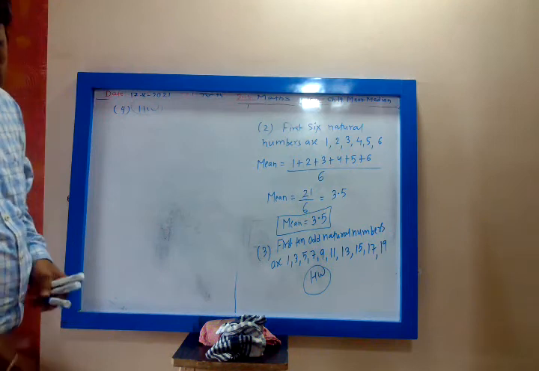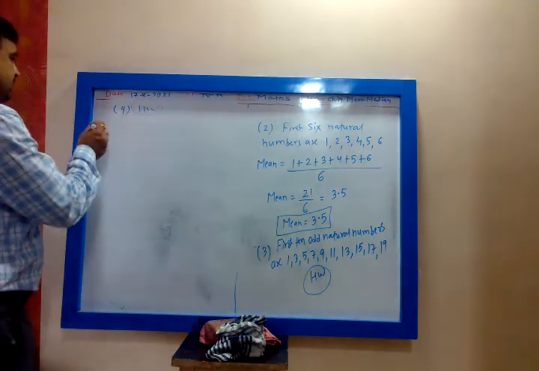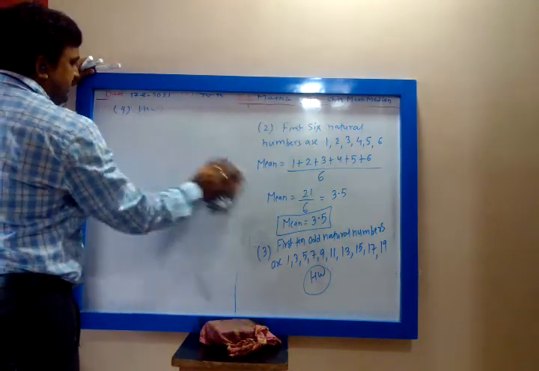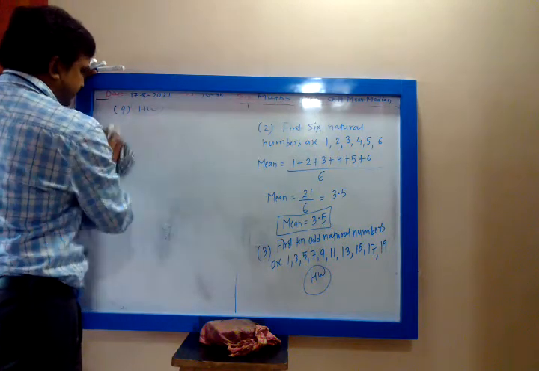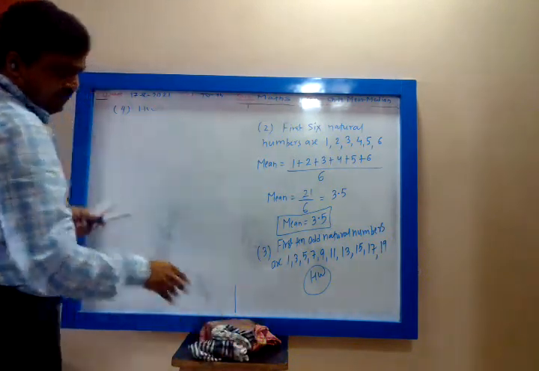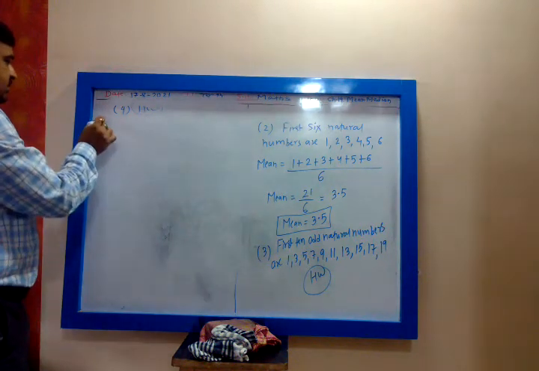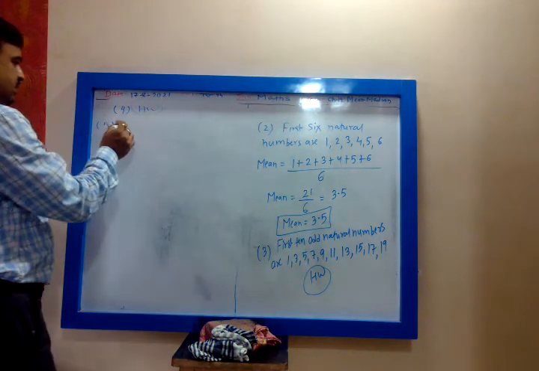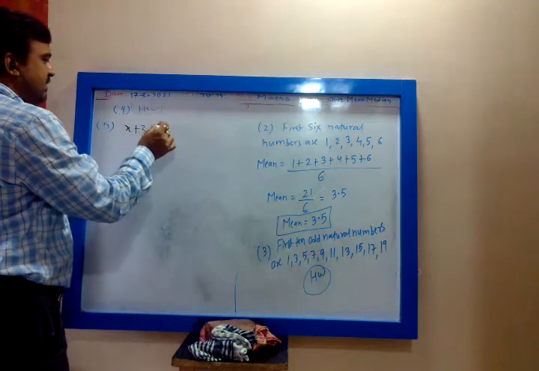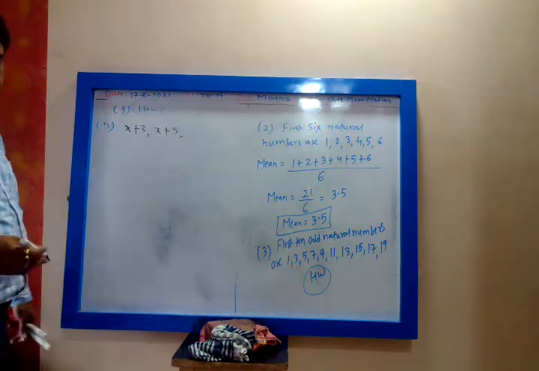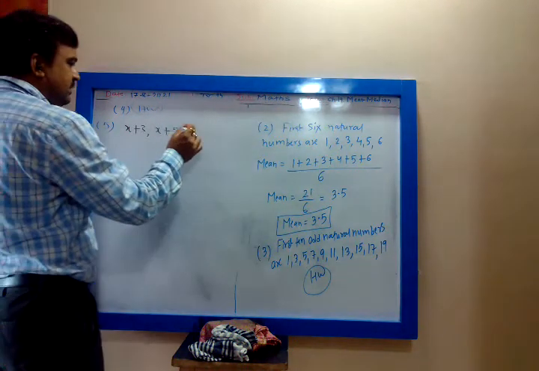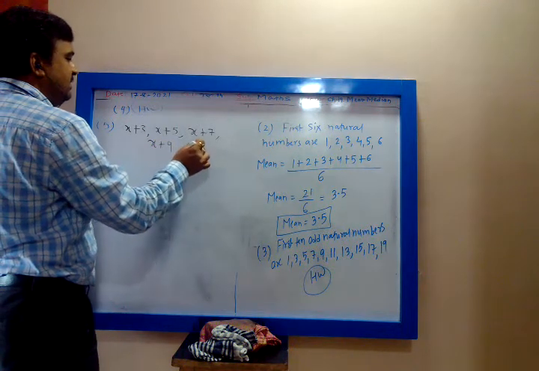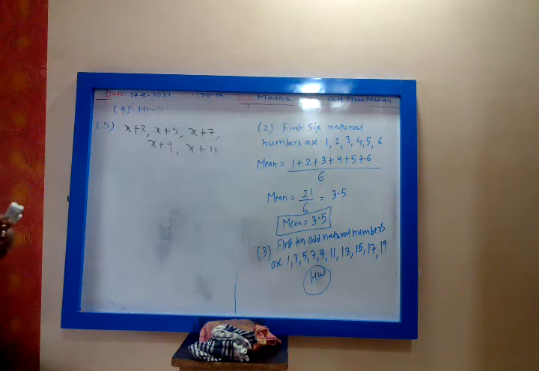Now let us see the fifth one. Find the mean value of the following. Which values are given? x plus 3, x plus 5, x plus 7, then x plus 9, then x plus 11. These values are given. You want to find the mean value.